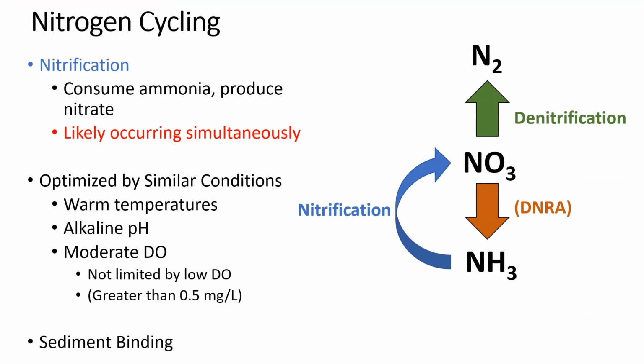And it's important to note that nitrification is optimized by very similar conditions, those being warm temperatures, alkaline pHs, and moderate dissolved oxygen. It's important to note, however, that it is not inhibited by low dissolved oxygen as long as it is greater than 0.5 milligrams per liter, which our anoxic incubations were. Now, while this is the most likely culprit, this could simply be the byproduct of sediment binding and it just gradually being released over the course of this incubation. But since we see this effect across all of our field sites, regardless of sediment type, this seemed less likely than simple nitrification occurring.